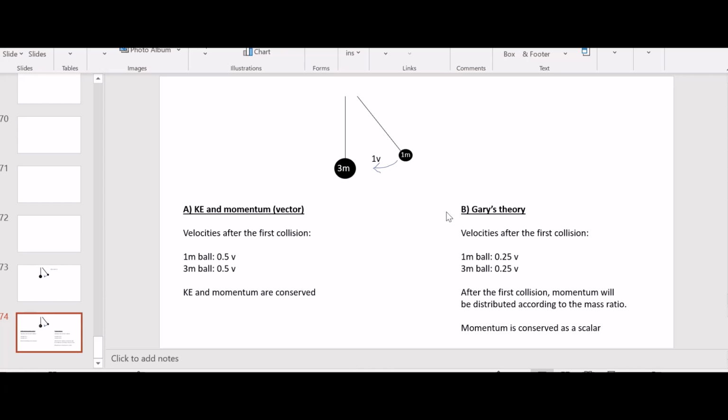Then we have Gary's theory, saying that the 3 mass ball will end up with 75%, 3/4 of the initial momentum, and the 1 mass ball will be reflected with 1/4 of the initial momentum, meaning that the velocities will be 1/4 of the initial velocity. And here momentum will be conserved as a scalar, so that direction doesn't matter.